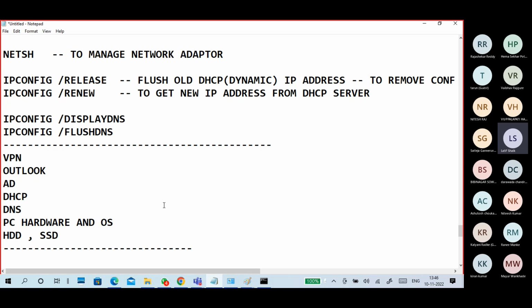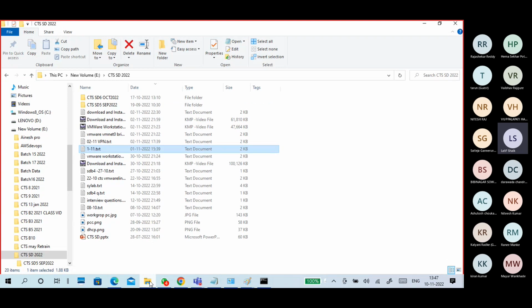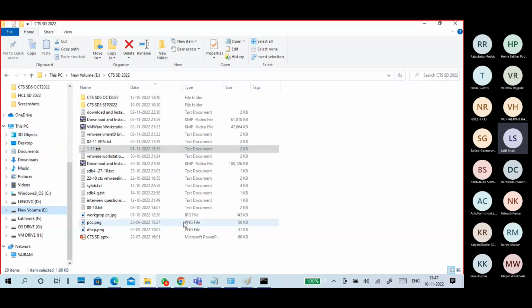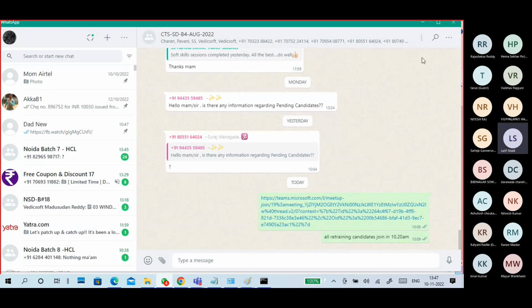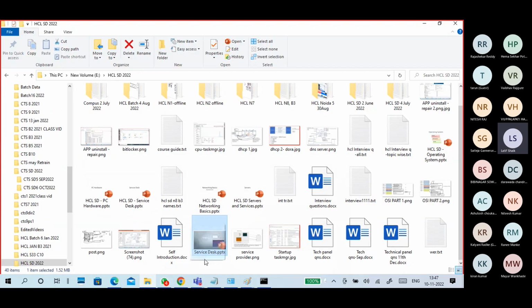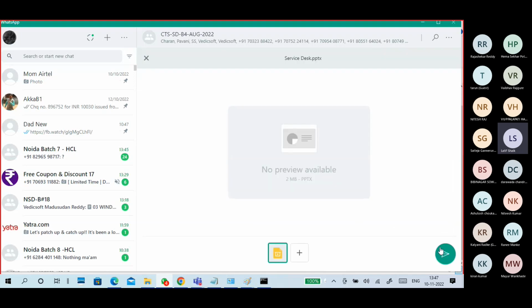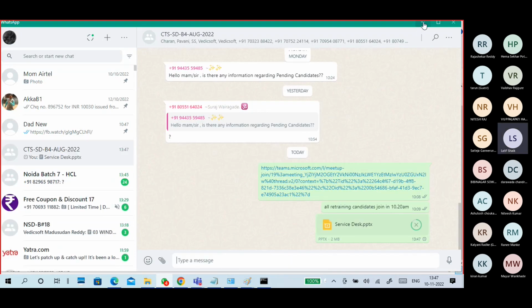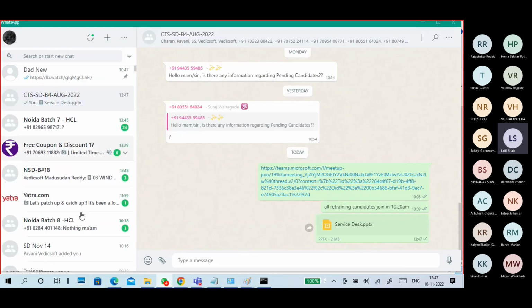I think I shared a service desk PPT with you. That is the SAR PPT only. I will try to share it again. So please go through that service desk PPT. Okay, I will share that one. Please go through once, and you can get some information from it, like what is the difference between help desk and service desk. Already I think I shared what the service desk related things are also.